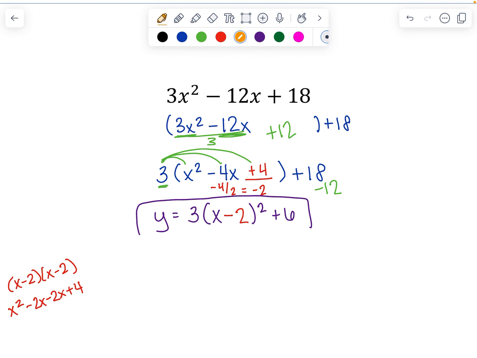To identify my vertex here, I use these two numbers, so positive 2, positive 6 is my vertex. And we'll go one step further and identify our axis of symmetry, x equals 2.